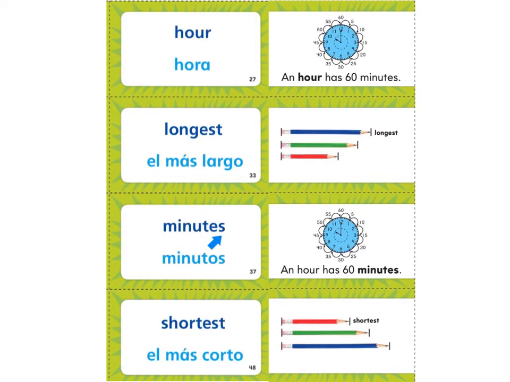This is minutes. An hour has 60 minutes. All these tiny little tick marks are the minutes, and that's how many minutes are in an hour. Okay, and then down here it says shortest, and we have a little word shortest next to the shortest pencil.